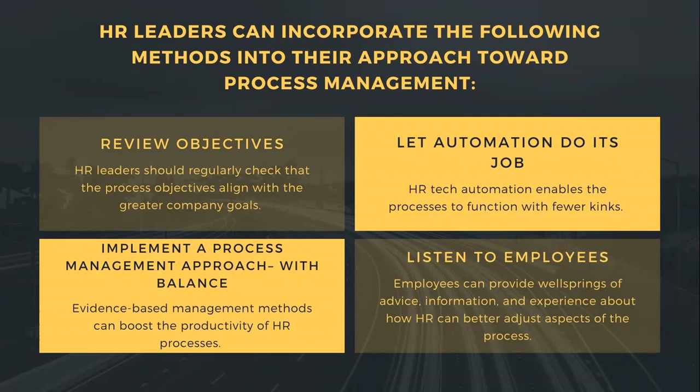Okay? So when we talk about letting automation do its job, HR tech automation enables the processes to function with fewer kinks. For instance, instead of writing down an infinite number of items on a to-do list for each process, employees and managers can use task lists. So each of the employees has its own task to execute, its own duties and responsibilities to do. Okay? Just like with the rank and file, iba yung ginagawa ng rank and file. Same time also, iba naman yung ginagawa ng managers and supervisory.